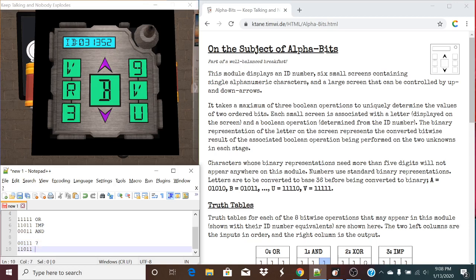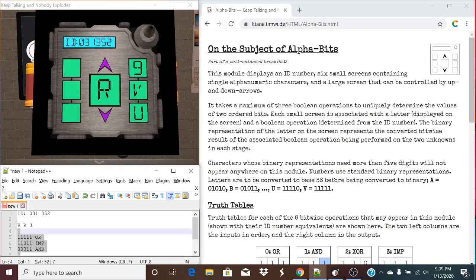And then we have a 11011. That is a 27. 27 minus 9 is an 18. 18 corresponds to Romeo. And that is our two answers right there. So we are going to submit 7 and Romeo. And this side disappears, and that means that stage has been solved.